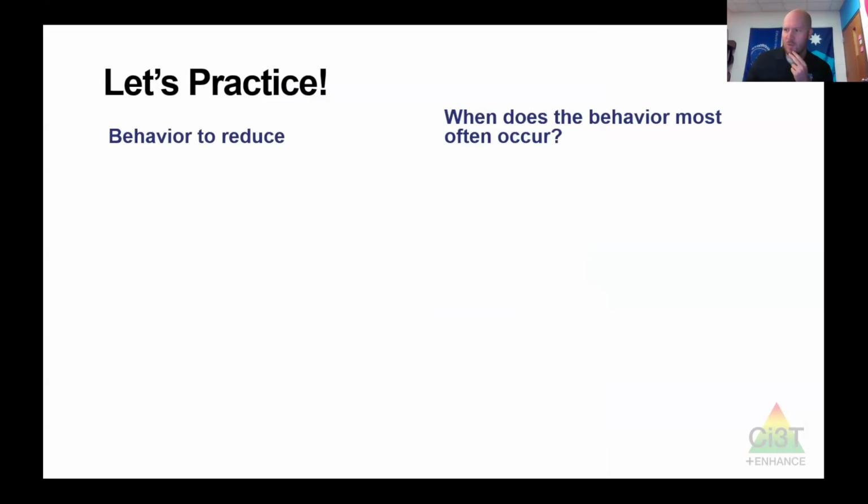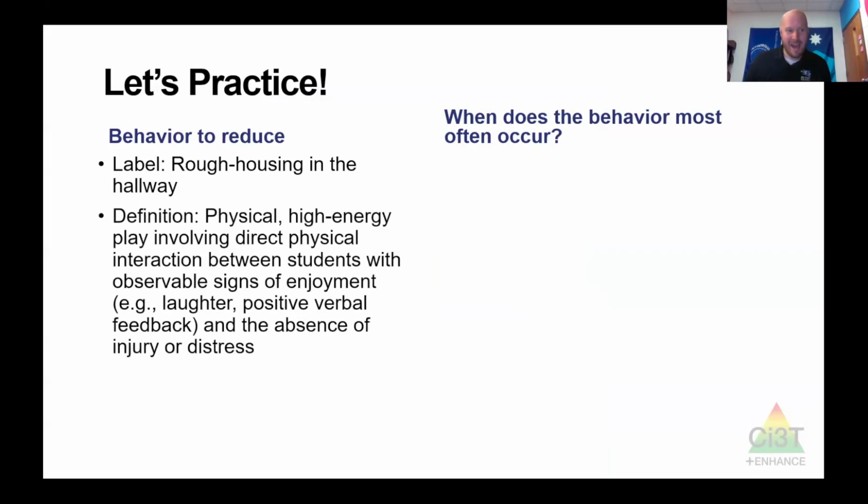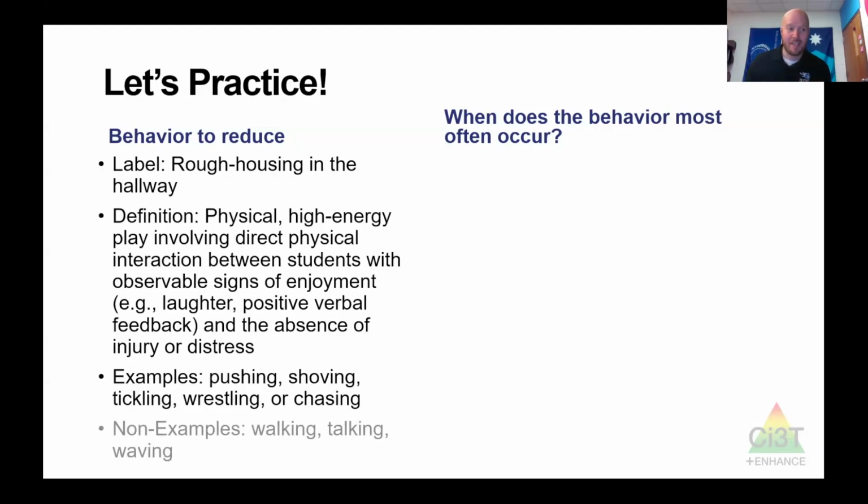So if I'm thinking about, say, some of that rough housing in the hallway, maybe that's my label. That's the kind of behavior that I want to make go down a little bit because I want my kids to be safe. Definition could be physical, high-energy play involving direct physical interaction between students with observable signs of enjoyment, laughter, positive verbal feedback, and the absence of injury or distress. So to differentiate it from aggressive behaviors or bullying or something like that. Okay, nice clear definition. Some examples could be pushing, shoving, tickling, wrestling, chasing. Non-examples might be walking, talking, waving, moving from point A to point B efficiently.